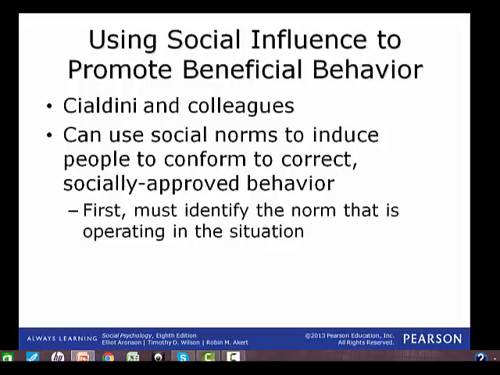Conforming to good things is good. But you have to be careful and make sure that you are thinking it through for yourself and make sure that it's a good thing, right? But you can use social norms to induce correct, socially approved behavior, getting people to behave better because of conformity.